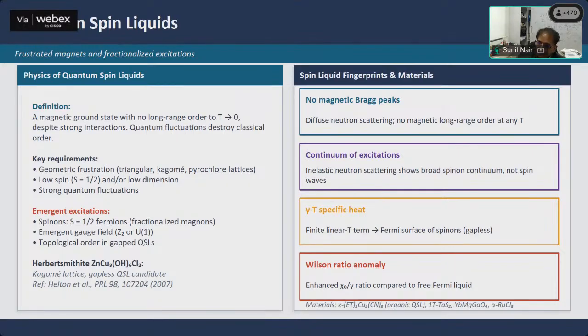And the reason why people are interested in this is because of the possibility of getting emergent excitations like spinons and so on, which people think are useful platforms to look at very specific quantum technology applications like quantum memories and so on.